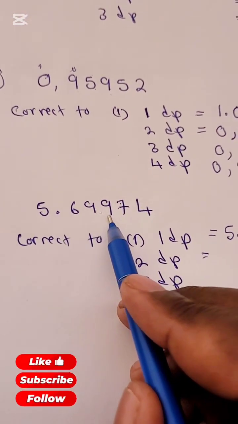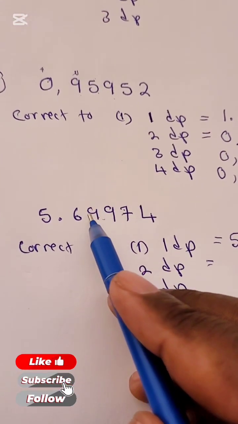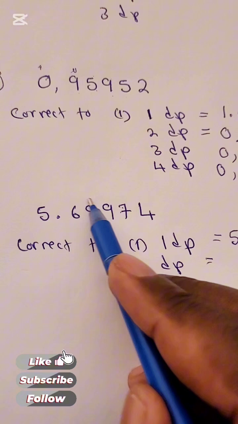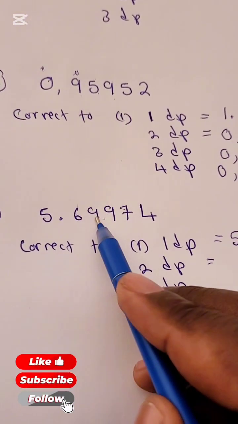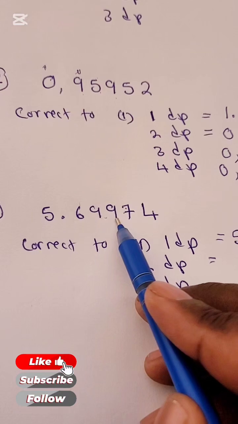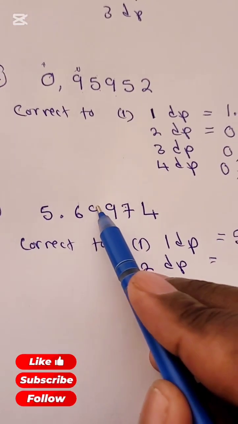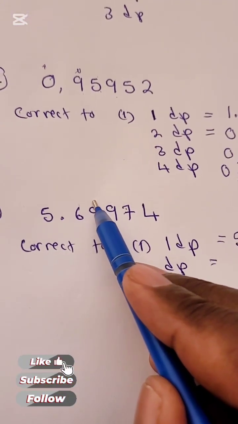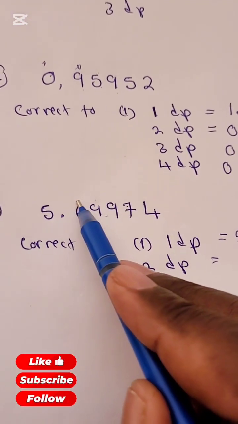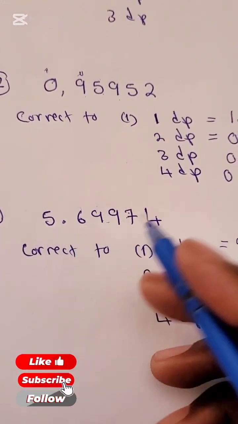Then we look at 9. 9 is 5 and above, so we add 1 here. It's now 10. Then we carry 1 here, and it's now 0. So we look at 9, it's 5 and above, we add 1 on 9, it becomes 10. Instead of writing 10, we write 0 here, then we carry 1 here. So it's now 5.70. Are we in agreement?